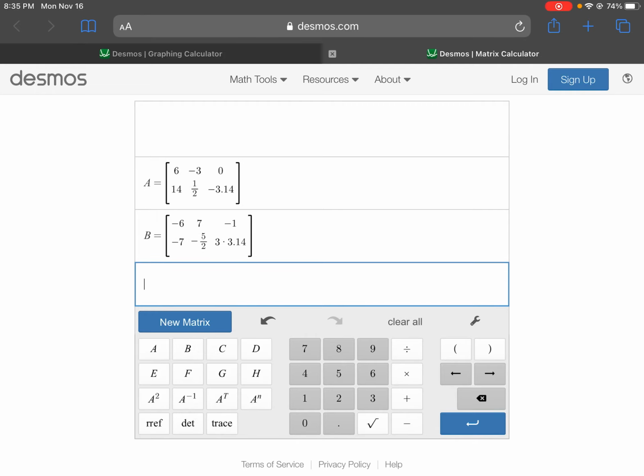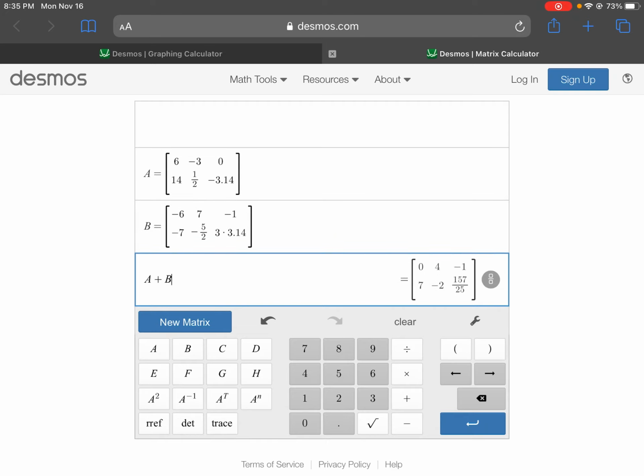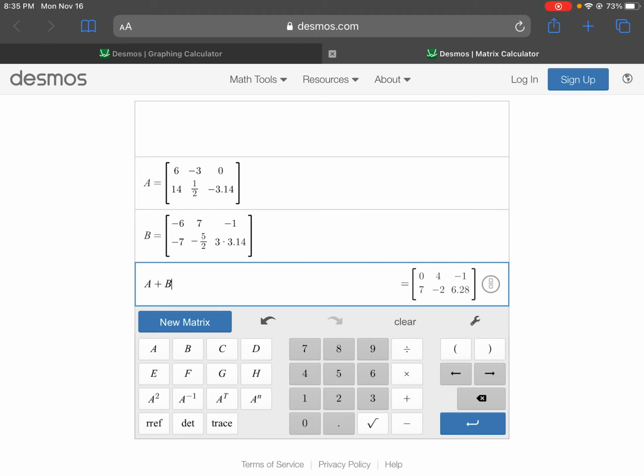Okay, hit the enter button, and let's see what happens when we try to do A plus B and B minus A like our examples on our notes. So first we'll do A, so again we call the first matrix A, so A plus B. And we can turn these into decimals, we can turn them into fractions with that little button over there that looks like a fraction.